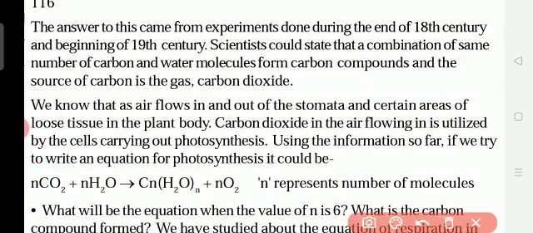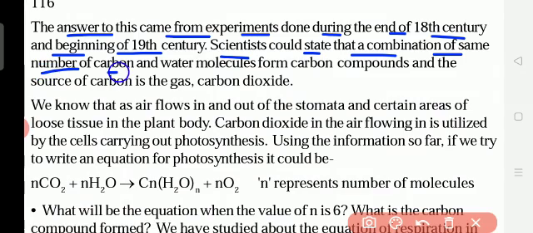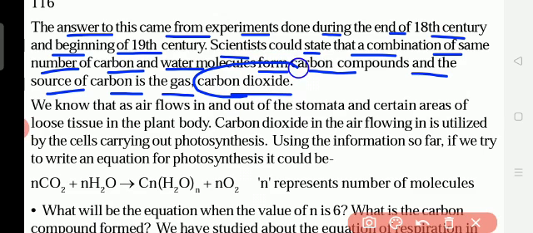Okay. So the answer to this came from experiments done during the end of the 18th century and beginning of the 19th century. So many observations were done in the plants during the 17th, 18th and 19th centuries. Scientists could state that a combination of the same number of carbon and water molecules forms carbon compounds, and the source of carbon is the gas carbon dioxide. So from where does it get the carbon compounds? When it prepares the food, from the carbon dioxide. Understand? So underline this point.